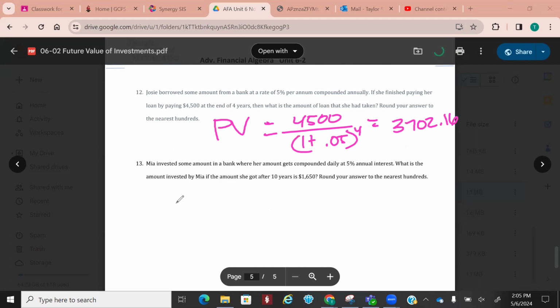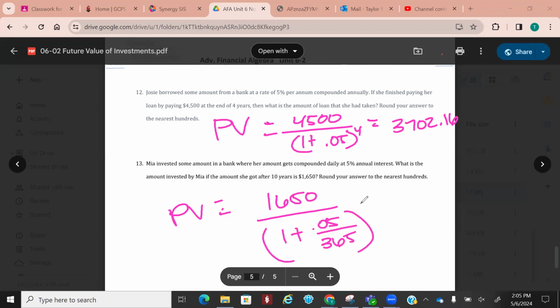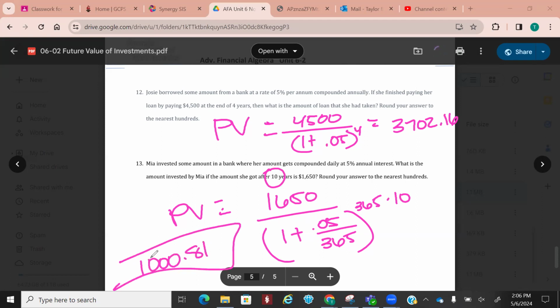So on 13, it's again asking for present value. That's 1,650 over 1 plus 0.05. This was compounded for 365 days, so 365 times 10, because we were at 10 years. And when we plug that in, we're going to get 1,000.81. Okay, and that is section 2.